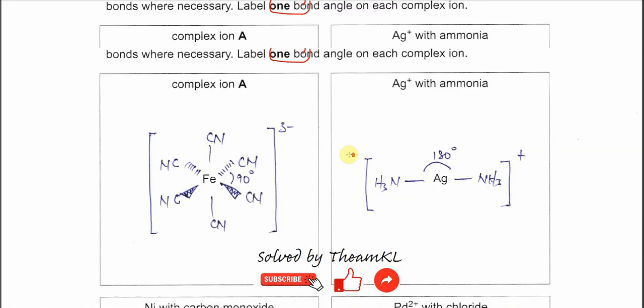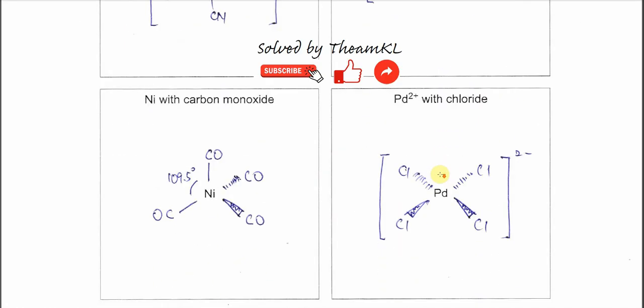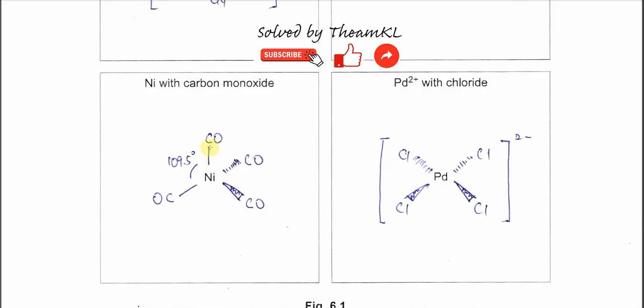Linear complex. Next, nickel forms a tetrahedral complex with carbon monoxide. This one has no overall charge, because nickel atoms and carbon monoxide are both neutral. So you just draw something like this, the tetrahedral. Tetrahedral is two normal lines, one wedge line, one dotted line, showing that this CO is in front, this CO in front, and this CO at the back. Because this is tetrahedral, the bond angle between the C-Ni-C must be 109.5 degrees.